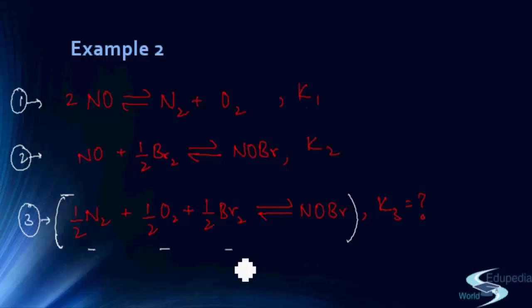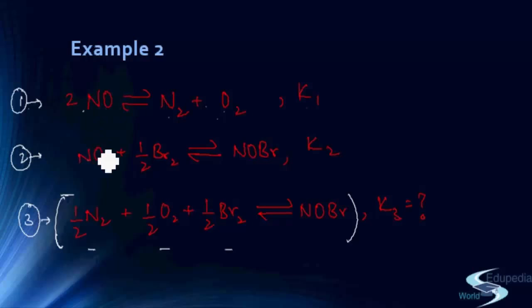So how can I do that? It's pretty simple. What you are basically doing is you are taking the reciprocal of K1, or to say that you are reversing the first reaction and then adding it with the second reaction. Or the other way of looking at it is you are going to subtract the first reaction from the second reaction, so that N2 and O2, which are on the product side, can come on the reactant side.